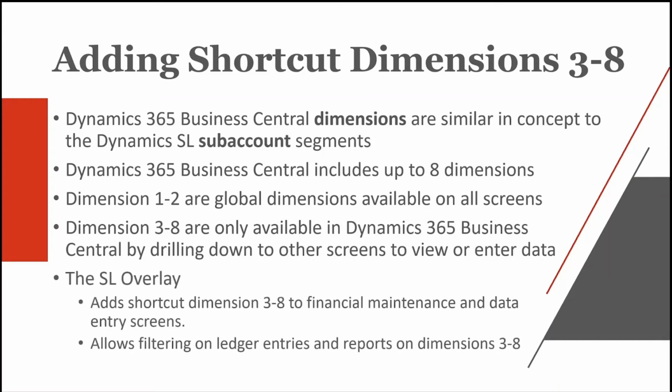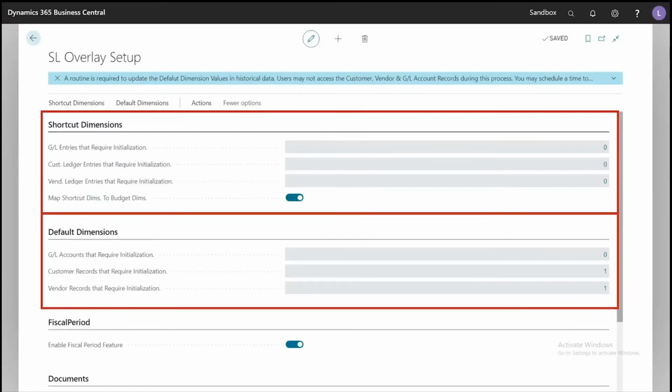The SL overlay adds shortcut dimensions 3 to 8 to financial maintenance and data entry screens, allowing for filtering of ledger entries and reports on dimensions 3 through 8. Adding these fields makes shortcut dimensions more accessible to setup and data entry. The SL overlay setup screen is used to set up these new dimension fields.